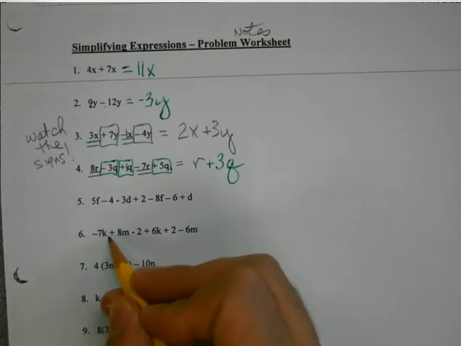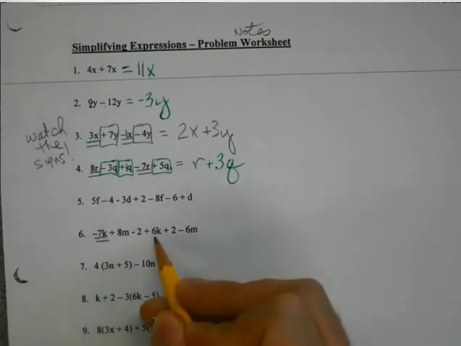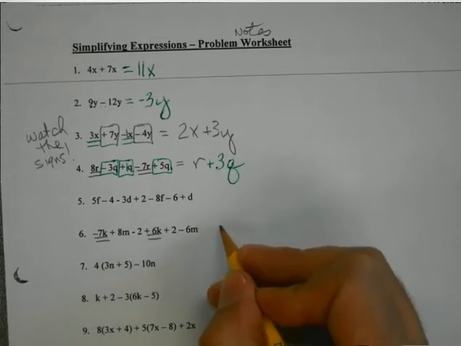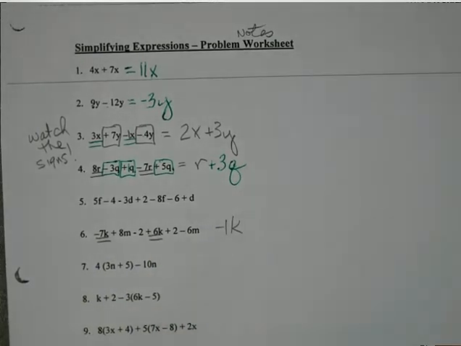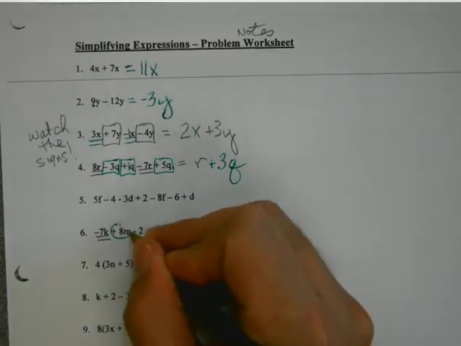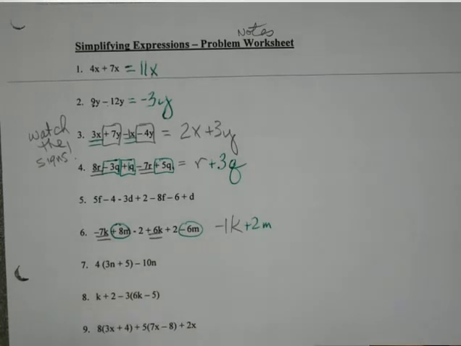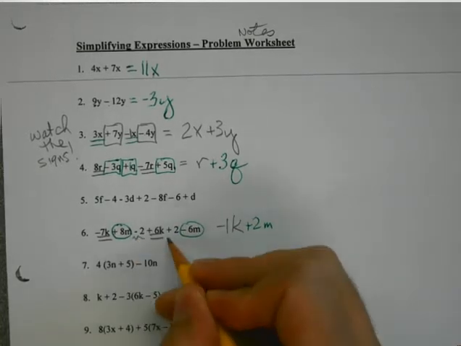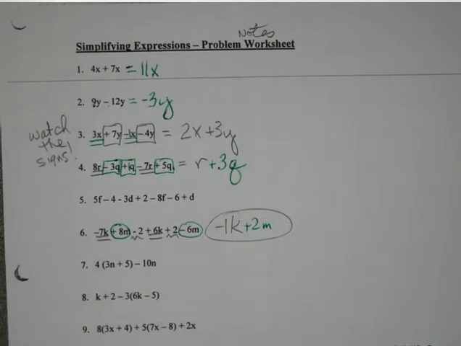If we come down to 6, we'll bounce around a little bit here. So I got negative 7k and a positive 6k is a negative 1k. So as we continue to take a look here, 8m minus 6 gets me 2. And negative 2 plus 2 is 0. Now I can put a plus 0 or I can just leave it this way. Okay, work that out, be done.